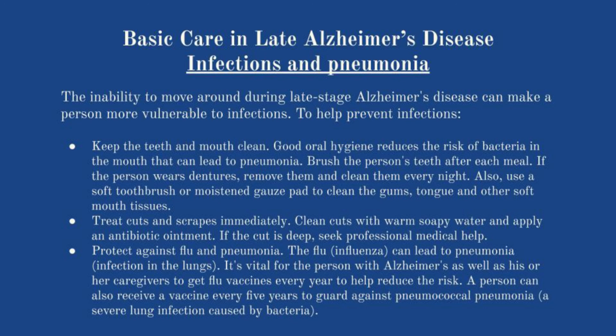Protect against flu and pneumonia. And now we know against COVID-19. The flu can lead to pneumonia, which is an infection of the lungs, and it's vital for the person with Alzheimer's as well as his or her caregivers to get flu vaccines every year to help reduce the risk. A person can also receive a vaccine every 5 years to guard against pneumococcal pneumonia, which is a severe lung infection caused by bacteria. And of course, with coronavirus, right now we do not have a vaccine, but hopefully it will be available in the future.